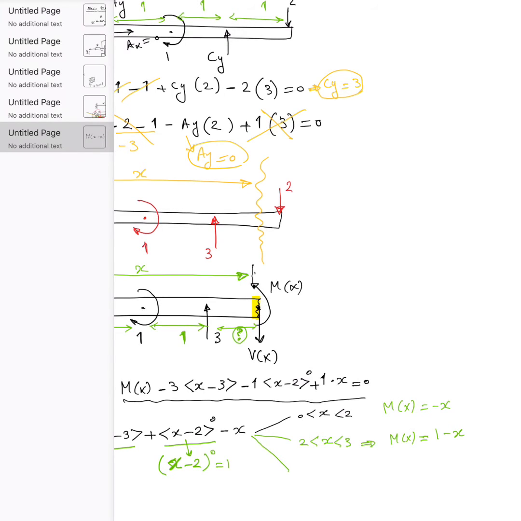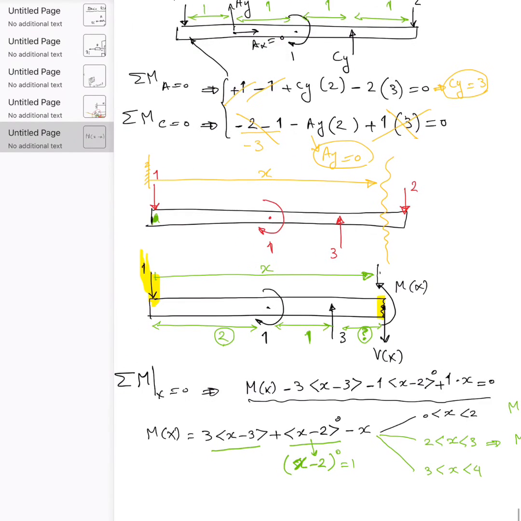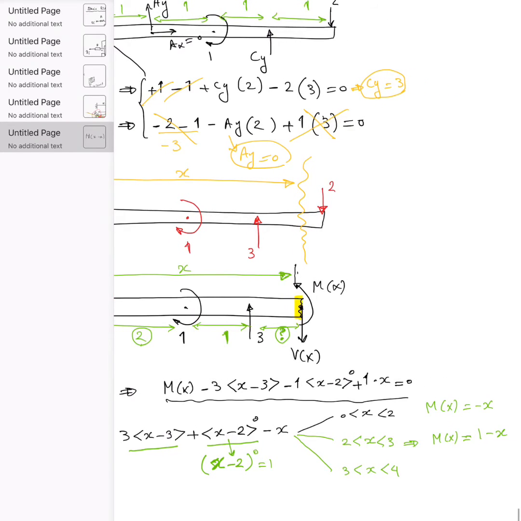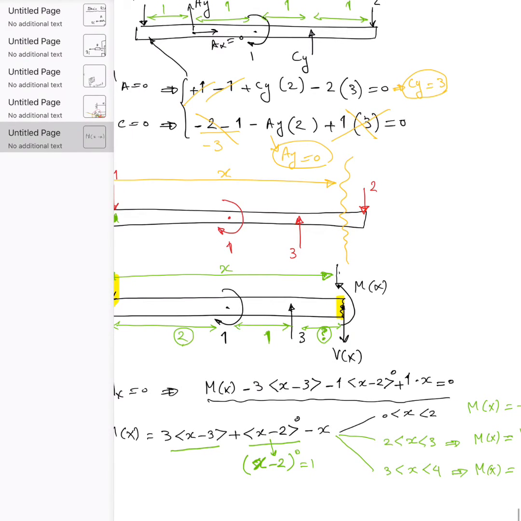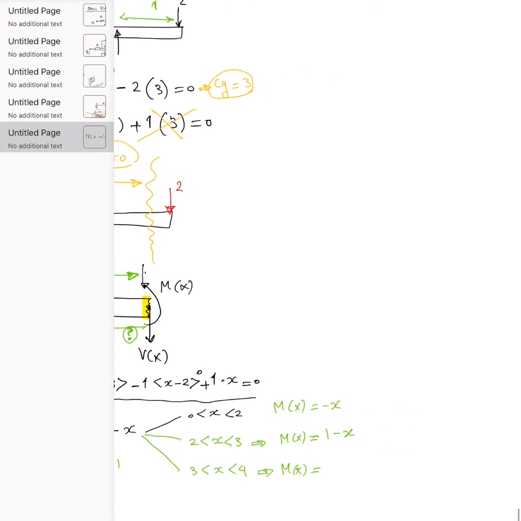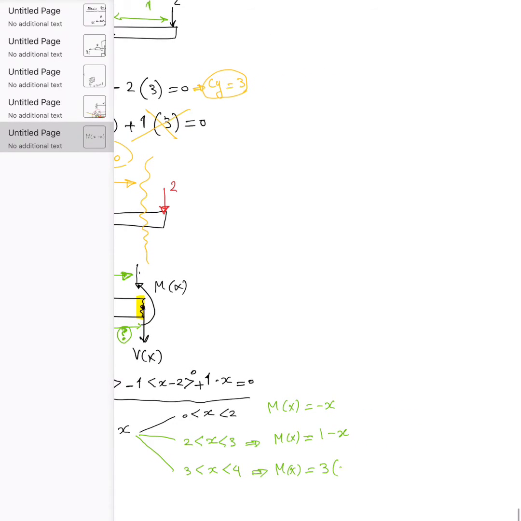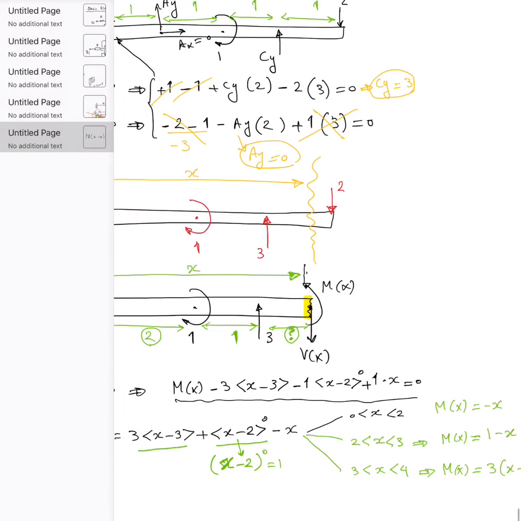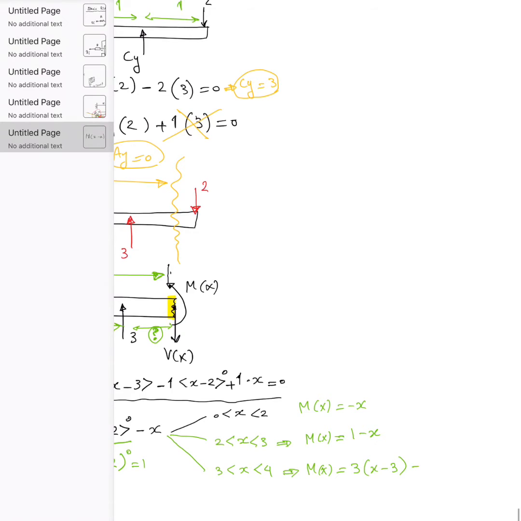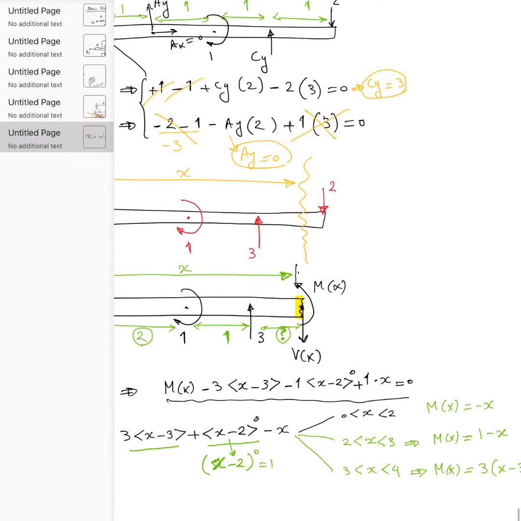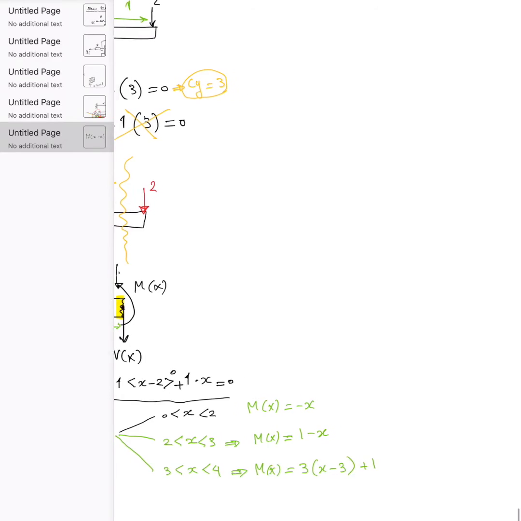Now let's go between 3 and 4. So this is the very last part of the beam. In this case, you have all the terms. So your Mx is equal to, the first term gives you 3 times parentheses x minus 3. The second term again gives you 1, plus 1, and the last term right here is still negative x.